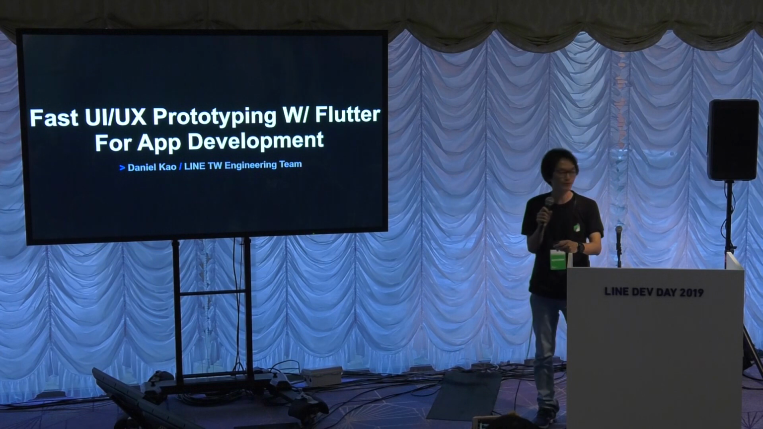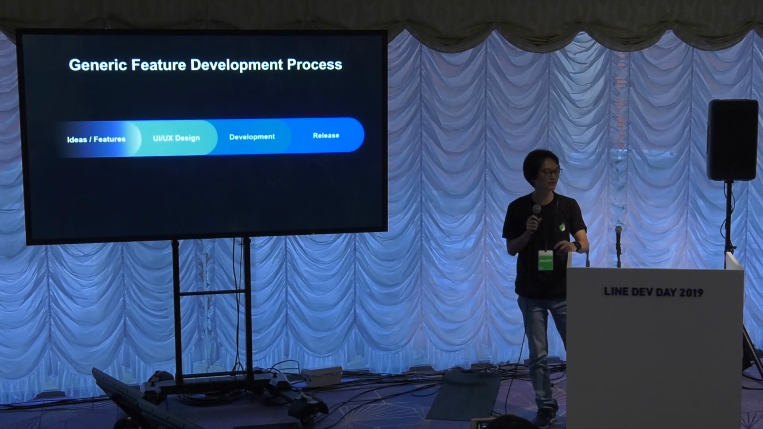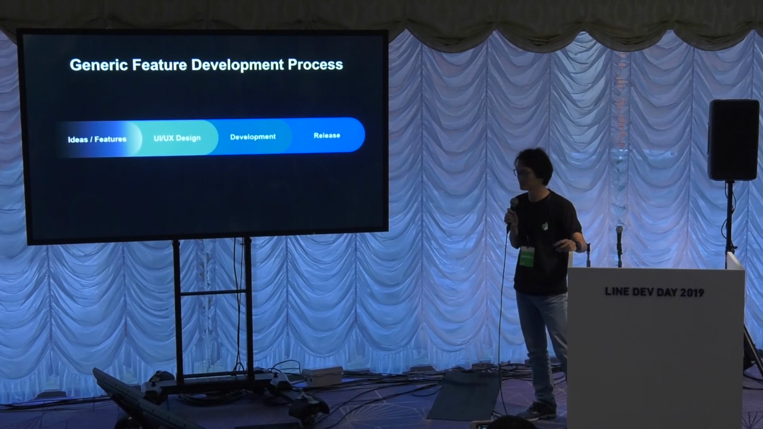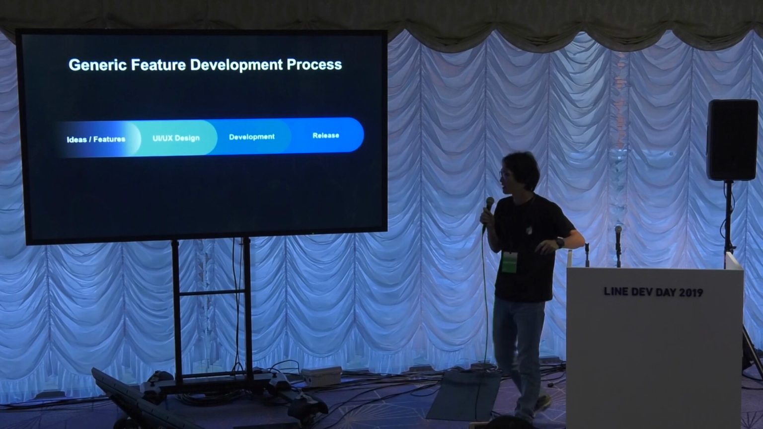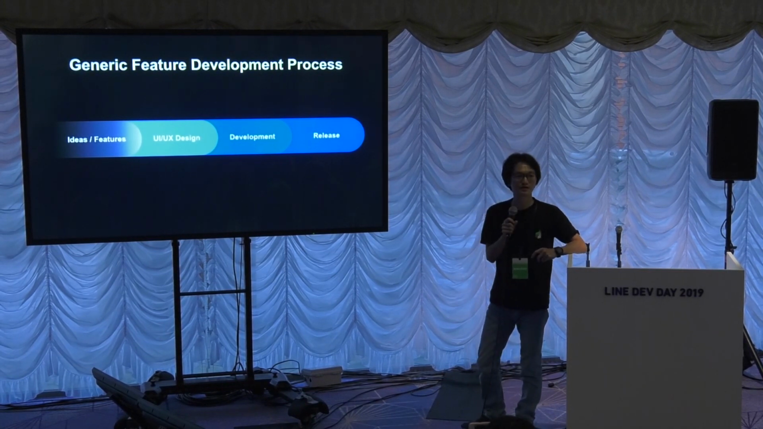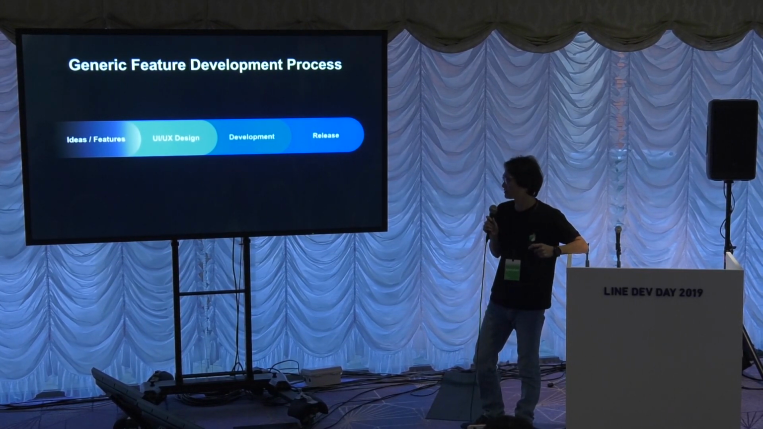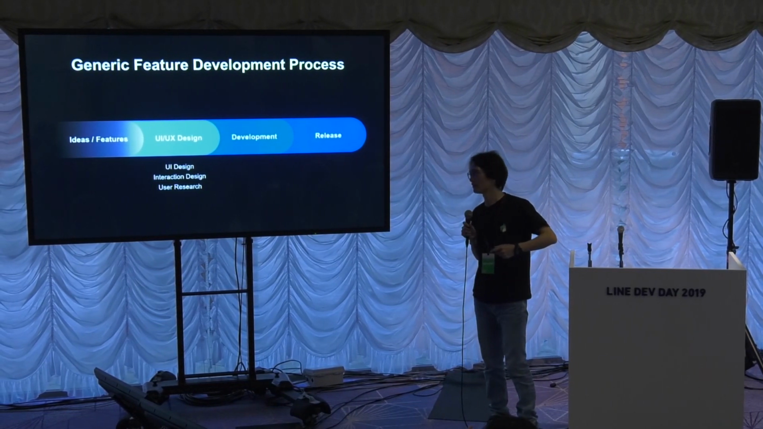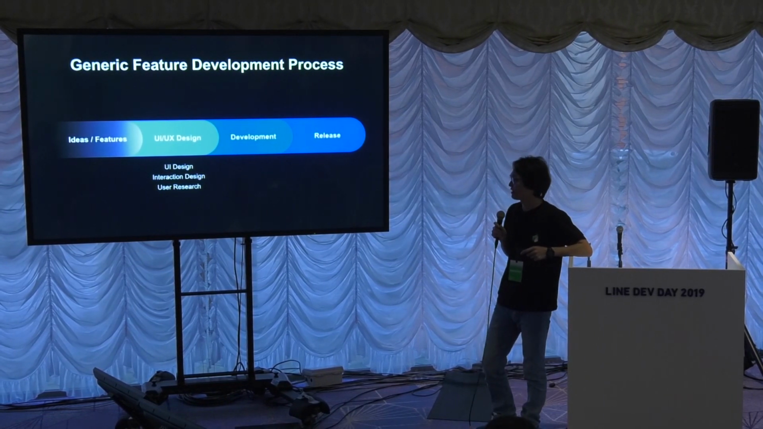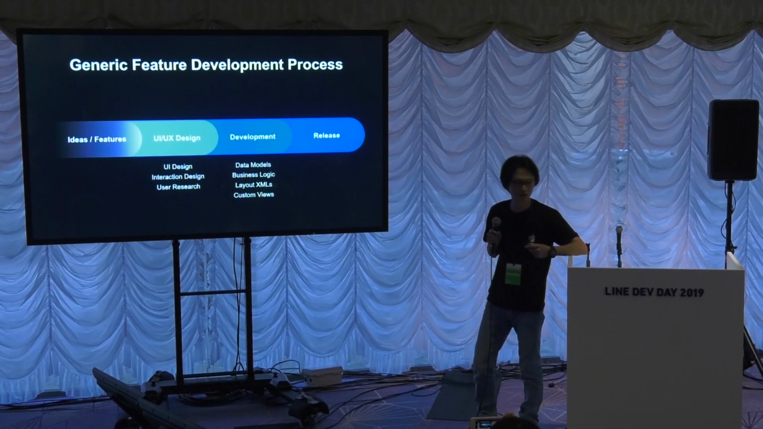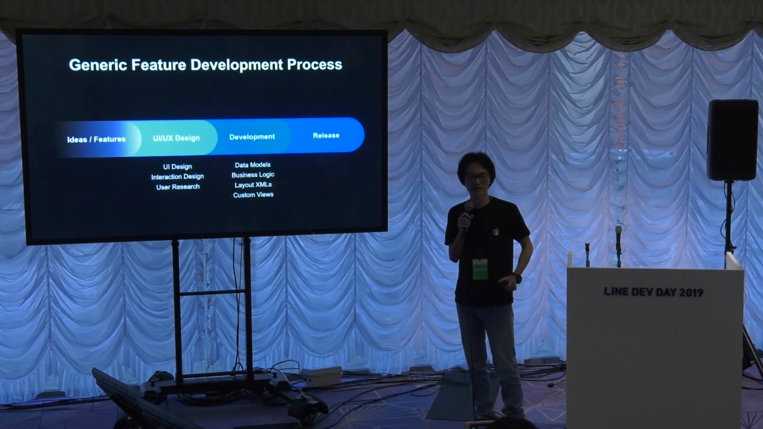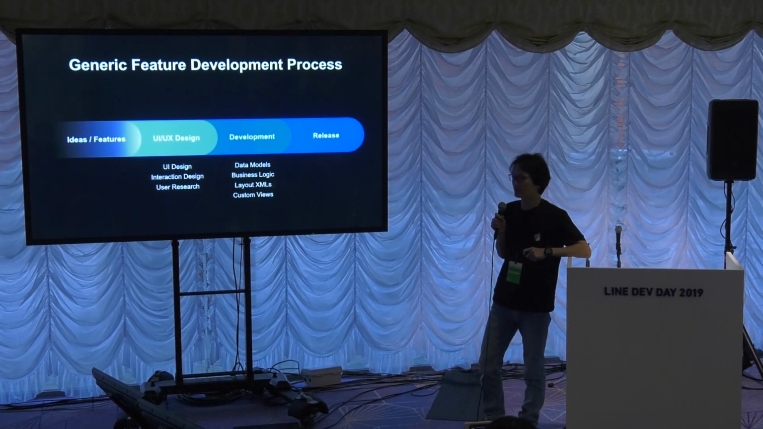As a mobile app developer, it's very common to implement features related to UI components. Here it's a generic feature development process. Every time a new idea or feature is defined by planners, UI designers will start to provide UI design, UX flow, and all the necessary assets. And then we developers will start to create necessary data models, business logic, and of course, UI components, including layout XMLs or some custom views.